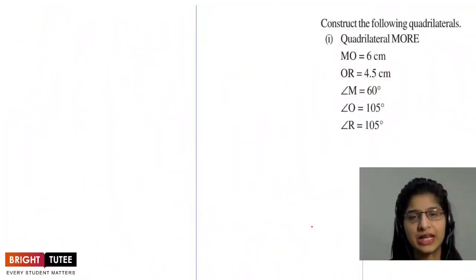Let's start with questions now. So here is one question. You have to construct the following quadrilateral. Quadrilateral name is MORE. MO is given and OR. These are the two adjacent sides that are given.